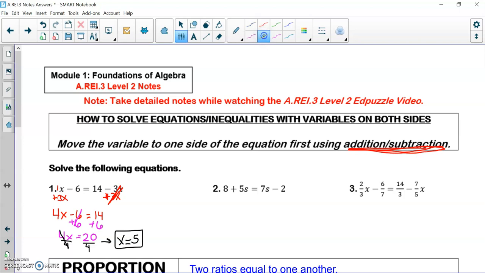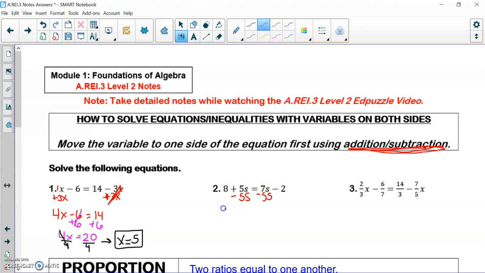All right, number 2, we either need to get this plus 5s over to the right side, or we need to get this 7s over to the left first. Again, we're moving the variable to one side of my equation. It does not matter which side of your equation you move the variable to, but I'm going to get the 5s over to the right side. To get that 5s over there, I'm going to subtract. We always use addition or subtraction to get your variable moved.